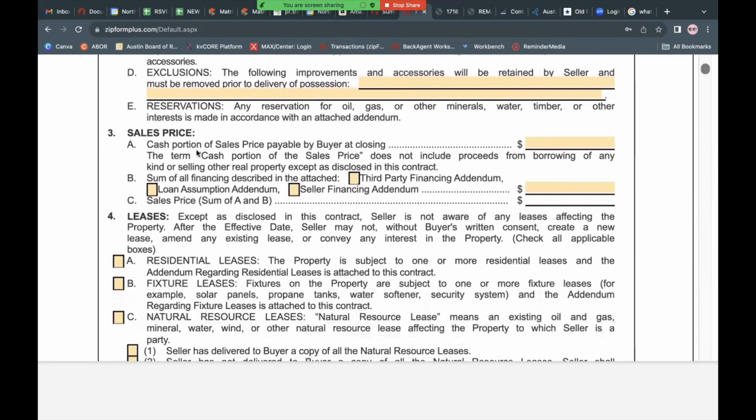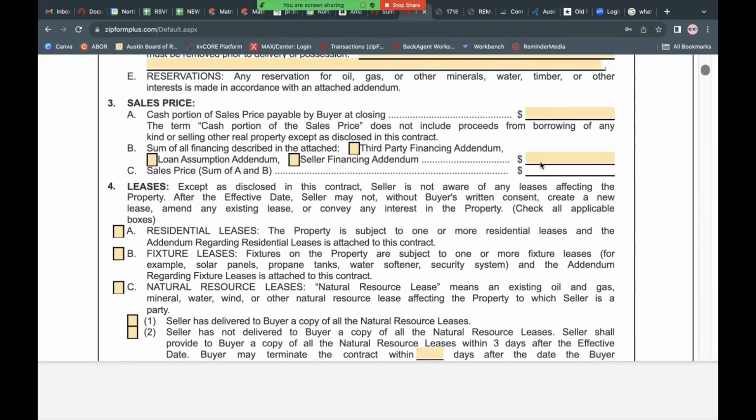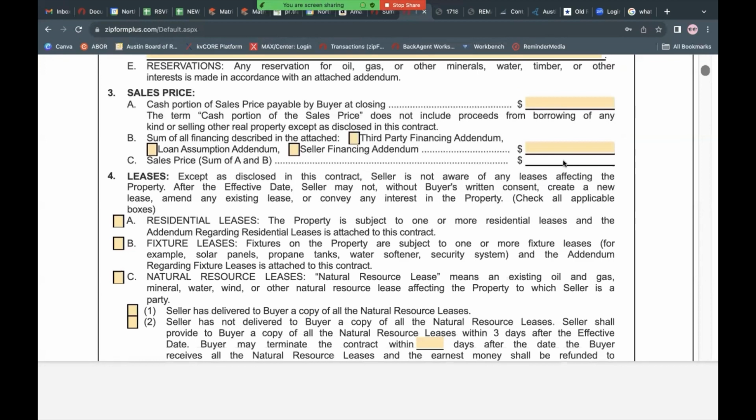Sales price. So the cash portion of the sales price is going to be the down payment. Then under here, this is going to be what the loan is. And then at the bottom, it'll be the full offer price. So how much you're putting down, what the price of the loan or the loan amount is, and then the full offer price will be in the third blank in 3C.